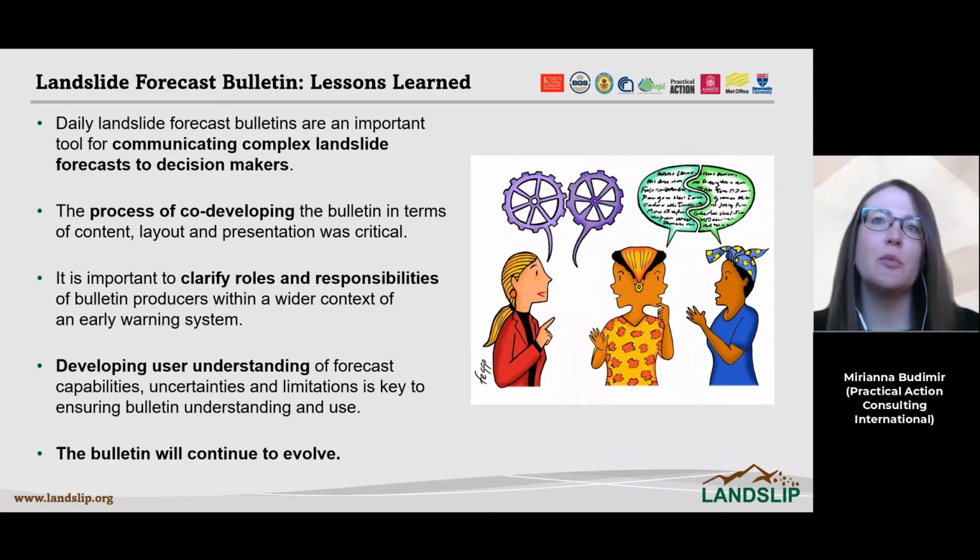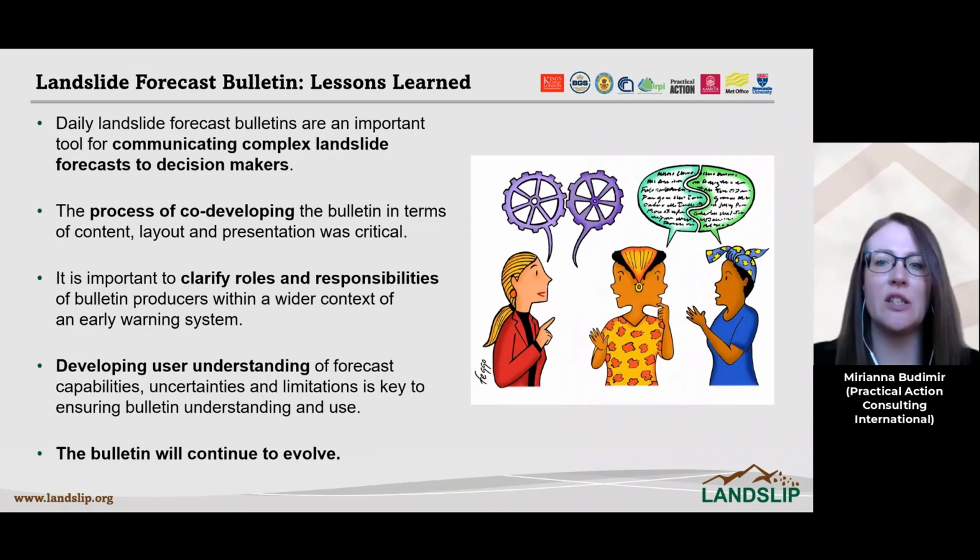And lastly, the bulletin will continue to evolve. The prototype bulletin has been designed with space for future adaptation and innovation, for example, enabling greater integration of novel data sources such as social media generated data or information from future, more complex multi-hazard forecasting models.